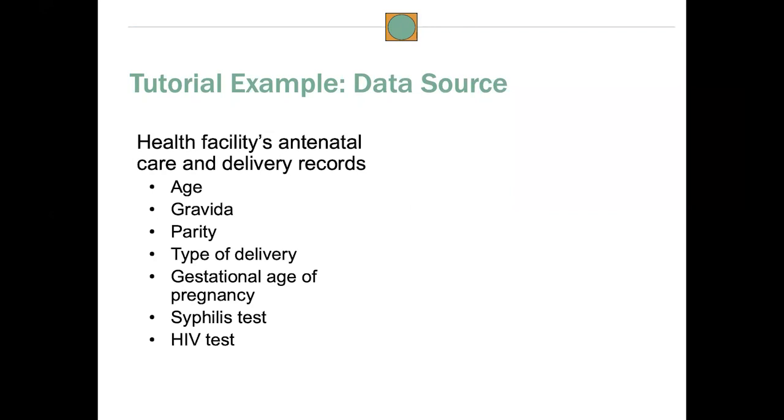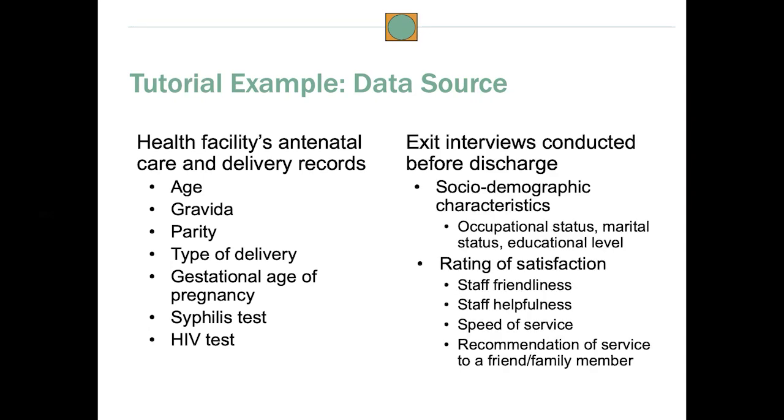And so from these registries, information was collected on the woman's age, her gravidity, parity, type of delivery, so whether or not it was vaginal or C-section, the gestational age of the pregnancy, and whether or not she had a syphilis or HIV test. The data from the exit interview included socio-demographic characteristics such as marital status, educational level, occupational status, and also the rating of satisfaction used to create the binary outcome.